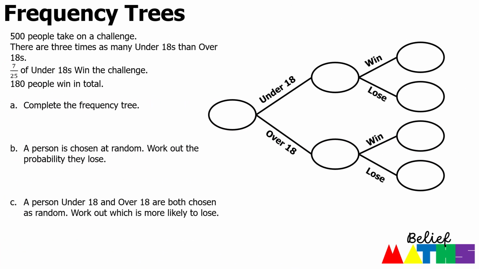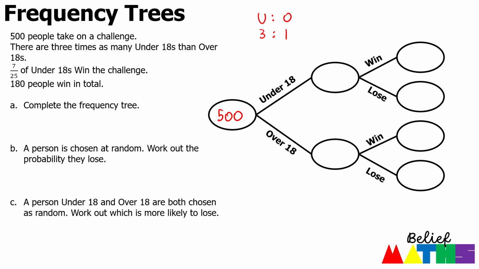Frequency trees then. If we look at frequency trees, these are relatively straightforward. They're quite a nice diagram to look at. And it's just filling in the information again, but it's just understanding the layout. So 500 people take a challenge. So that's 500 in my first box. There are 3 times as many under 18s as over 18s. So that's similar to what we saw before. That under to over is a ratio of 3 to 1.